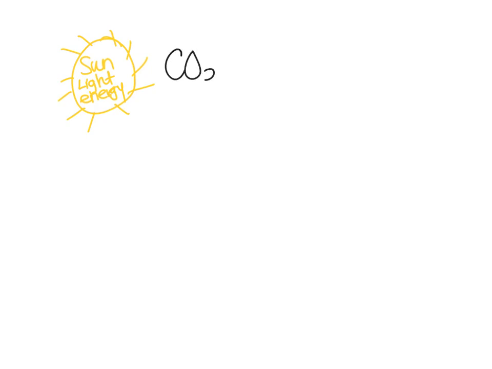The first thing that we need to understand is that the sun up in the sky is our ultimate source of energy for everything here on Earth. And this is light energy. Up in the air, we also have carbon dioxide. And that's something that when you breathe out, you expel. Well, if you're a plant going through photosynthesis, it's just the opposite, and you're going to want to take that in.